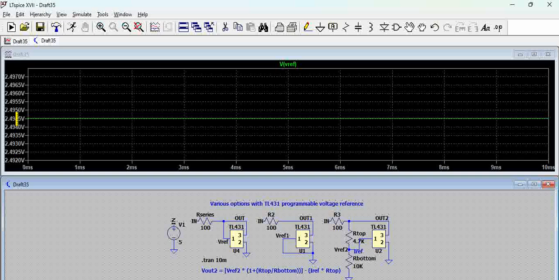That means if you want the exact output as the reference voltage in your circuit, there might be some circuits like that. In that case, connect VREF directly to the output. This gives a precise 2.5 volt output. Now, there is a second case here.